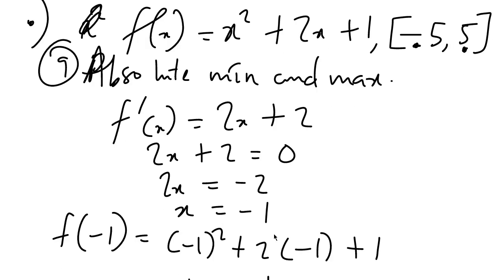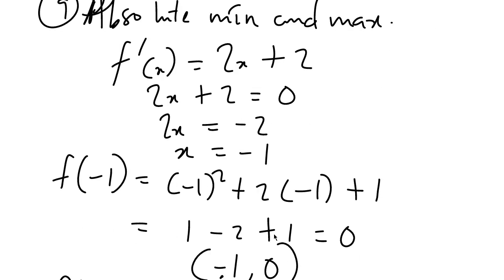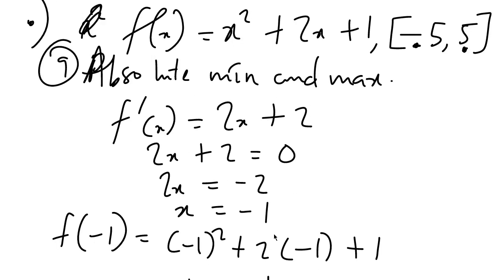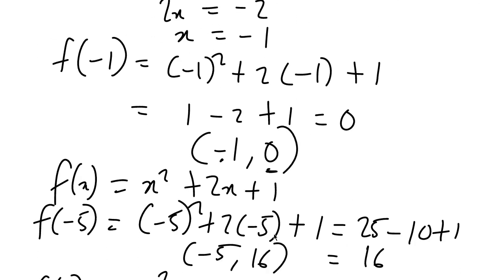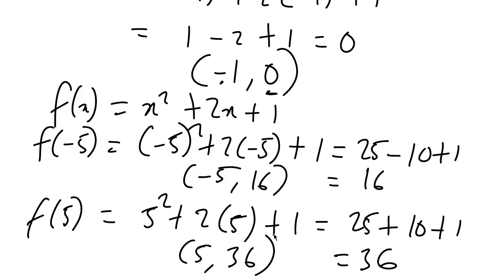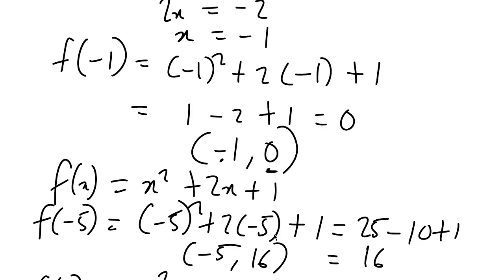In this case, the absolute min is equal to the relative min. It's not like this every time. It just happened this time, because when we compared the three values, at the critical point, at minus 5 and at 5, we saw that the lowest was 0.